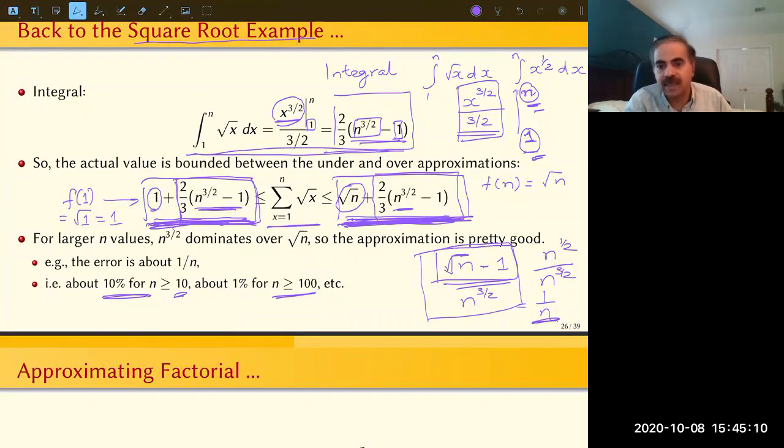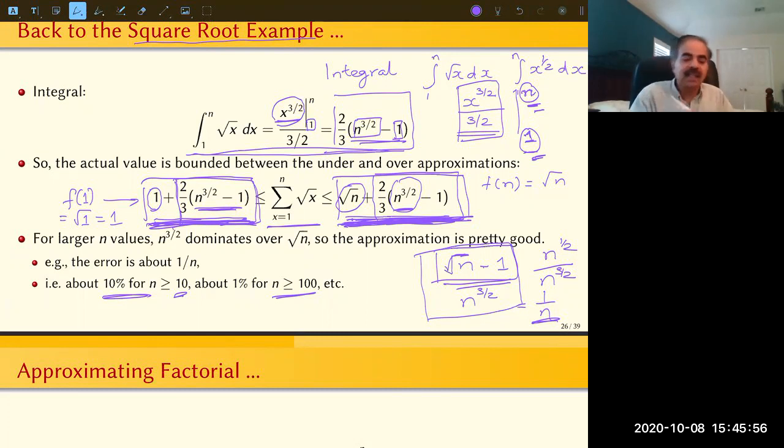So to get the relative error, we need to take the absolute error and divide it by the actual value. The actual value is this complicated expression, but because I'm only interested in an approximate value of the error, I approximate this whole number by the most significant term here. Because n to the power 3 by 2 is generally much larger than n to the power half. So if you take n equal to 10, square root n would be about 3, and 10 to the power 1.5 will be about 30.